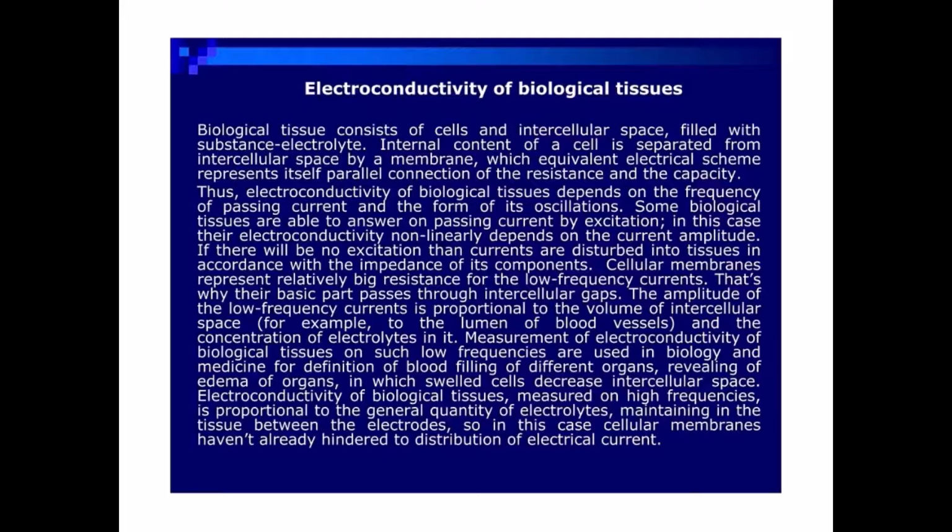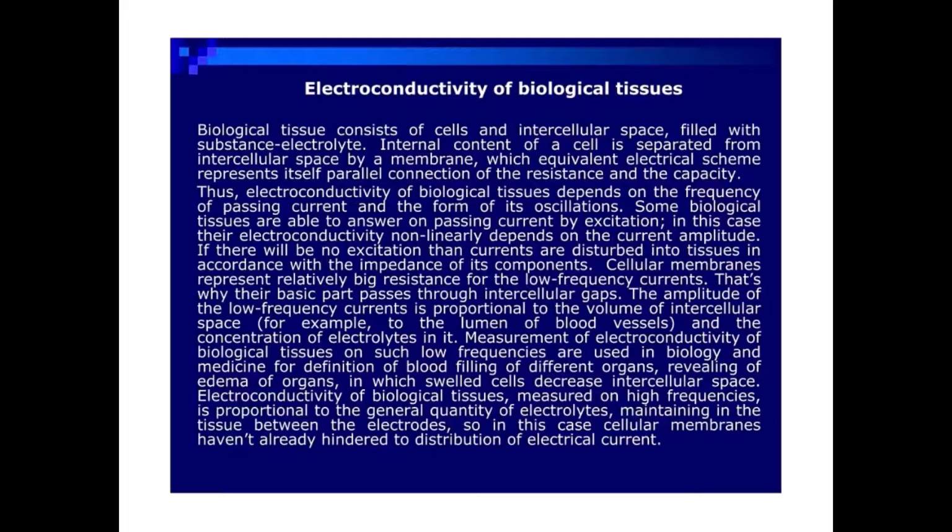Cellular membranes represent relatively big resistance for low-frequency currents. That's why their basic part passes through intercellular gaps. The amplitude of the low-frequency currents is proportional to the volume of intercellular space, for example, to the lumen of blood vessels, and the concentration of electrolytes in it. Measurement of electroconductivity of biological tissues at such low frequencies is used in biology and medicine for definition of blood filling of different organs, and revealing of edema of organs, in which swollen cells decrease intercellular space.